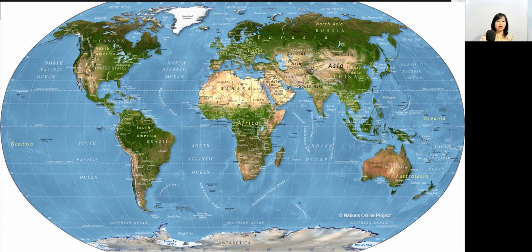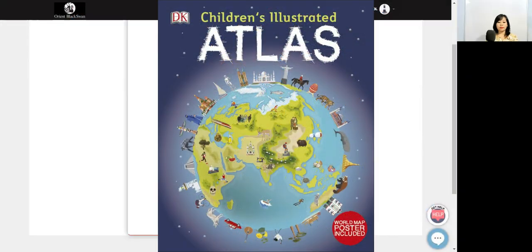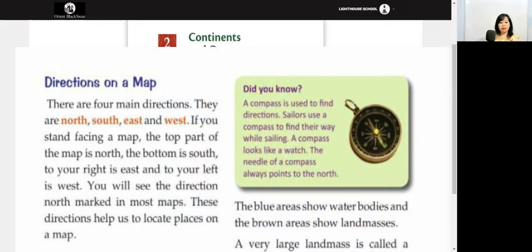Such drawings are called maps. Maps can be big or small. We can hang a big map on a wall, and a book which has a small map is called an atlas. So now let's move on to the next topic, that is directions on a map.